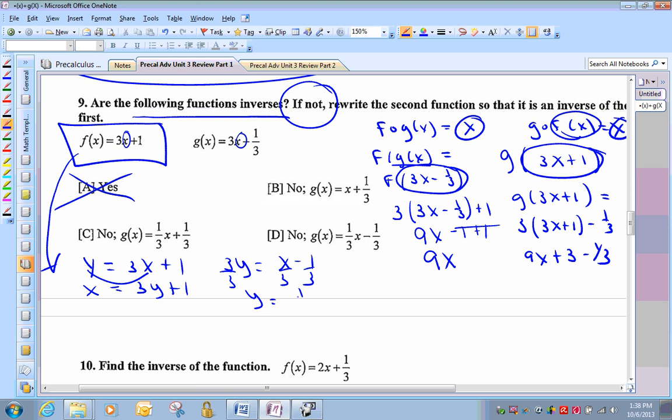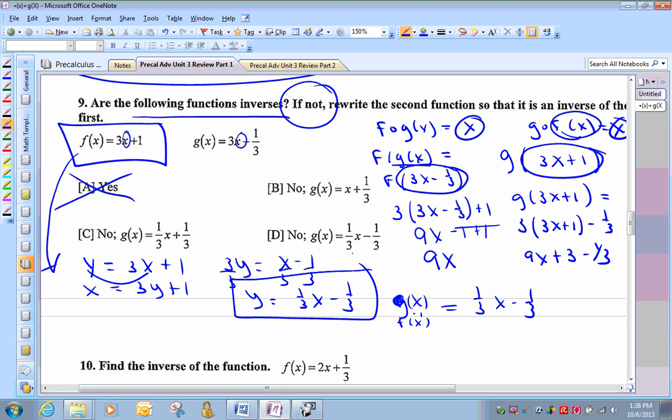So y would equal 1/3 x minus 1/3. That would be the inverse. You can write it as g of x, or you could write it as f inverse of x. And that would be 1/3 x minus 1/3.